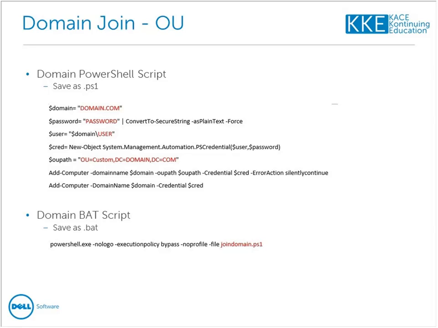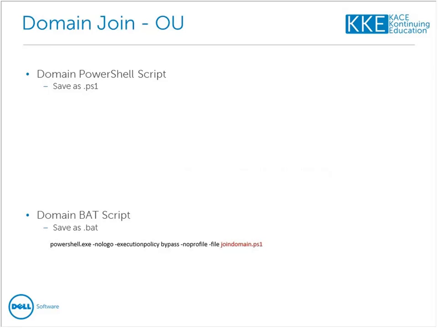So we create our PS1 here. Then we create a batch script, and this batch script is going to have our PowerShell information, and it's going to point to the PowerShell script that we just created. I created one called joindomain.ps1. You can have multiple PowerShell scripts. Just make sure that for each PowerShell script, there is one batch script. So if you had 6 different OUs that you wanted to join, create 6 different PowerShell scripts and 6 different batch scripts that point to each individual PowerShell script.